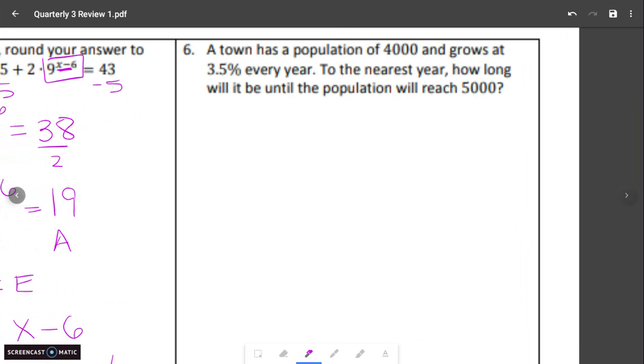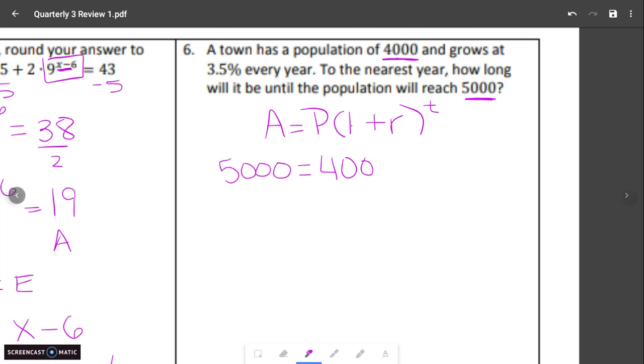So the word compound is not showing up anywhere, so this is our regular growth formula. A, remember, is the final amount, so we want to reach 5,000, so that is our A value. P is the initial amount, so we are starting with 4,000. And R is the rate, which is the percent you see. Just make sure that you divide it by 100 or move the decimal place over on your own. Adding that to the 1, you should get 1.035.